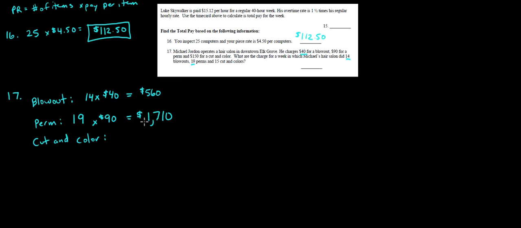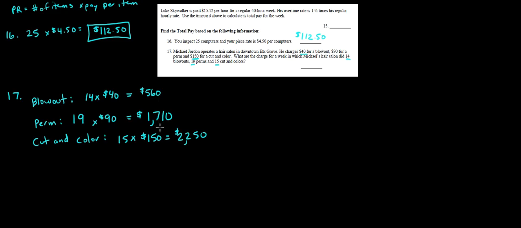And then I've got a cut and a color. The cut is, it looks like we did 15 of those here. I multiply that times the amount per, and it says here on this problem it's $150 each. I multiply $150 times the 15, and that gives me $2,250.